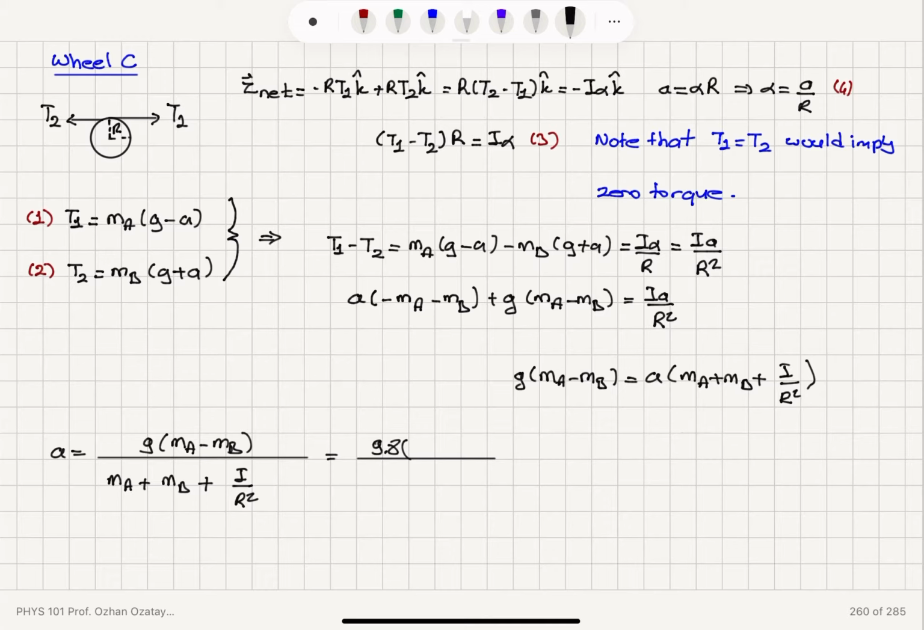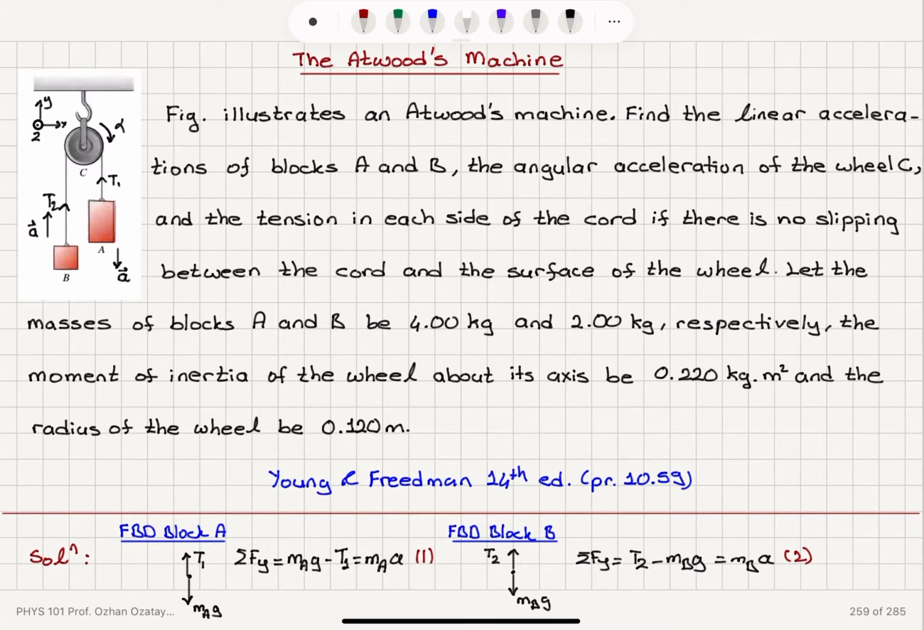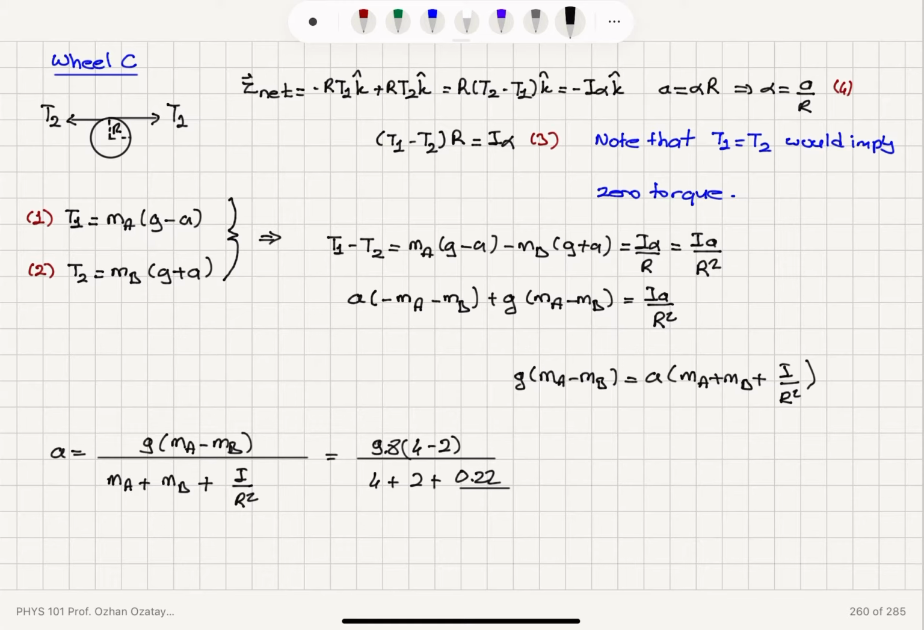So it's going to be 4 minus 2 divided by 4 plus 2 plus moment of inertia, which was given as 0.22, divided by the radius squared. And what was the radius? The radius of the wheel is 0.12 meters. So it is 0.12 in parentheses squared, and this gives us our final result, 0.921 meters per second squared for the linear acceleration of the system.